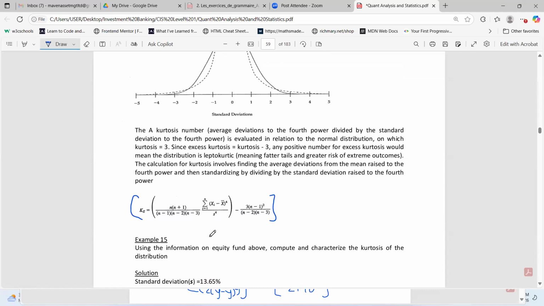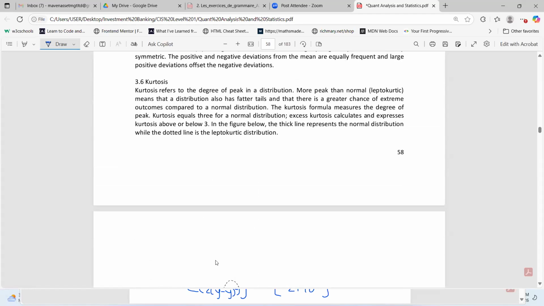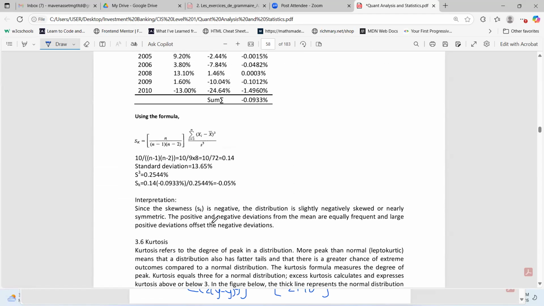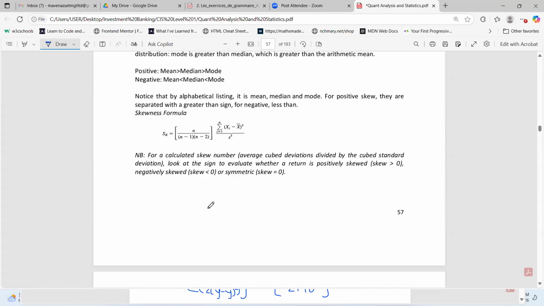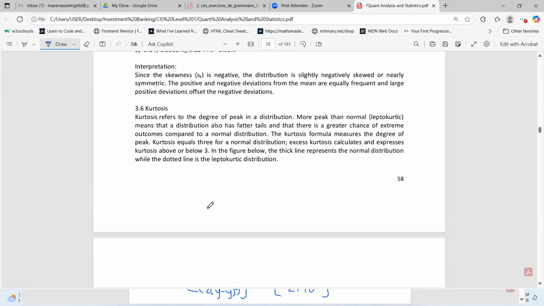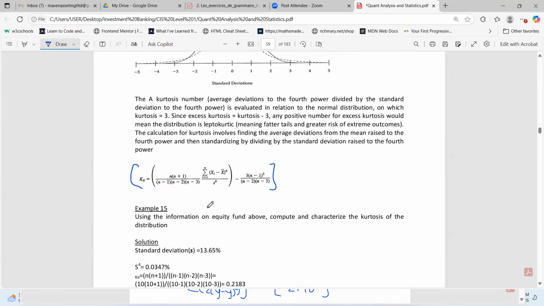So based on this, and bearing in mind that this is a continuation of what we have been doing before, we want to look at example number 15 here, which says, using the information on equity fund above, what we have done previously, compute and characterize the kurtosis of this distribution. Again, the standard deviation from prior, if you still remember, where is it? 13.65. Okay, I think we have done that from way back. All right, and like I do say, our classes are bricks upon bricks. You need to be up to speed with the previous classes before we can move on.